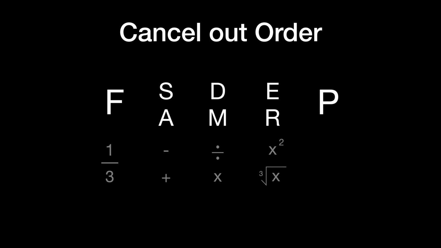and finally parentheses. It's not a great sounding acronym. SADMEP is if you want to remember it as an acronym, but again, just remember this order. Canceling out fractions first, then subtraction or addition, then division or multiplication, exponents and roots, and then parentheses. So let's see how that looks in action.